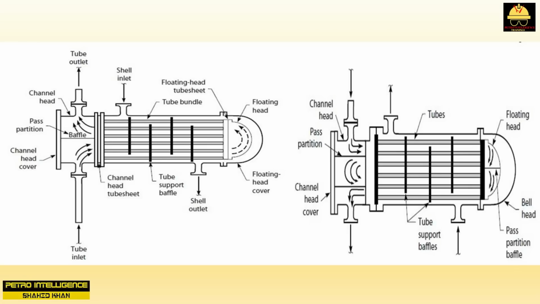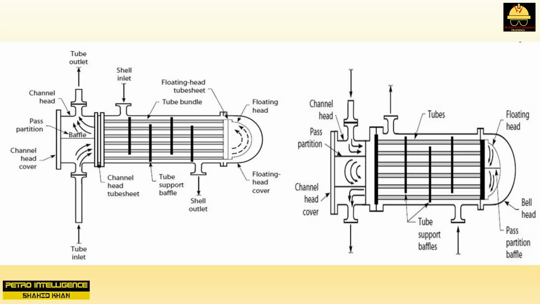Both the channel head cover and the channel head tube sheet shown in the picture must be remachined to accommodate the new baffles. A new center pass partition baffle is welded in the floating head. The floating head tube sheet must also be remachined. The resulting 4-pass tube bundle will have a tube side velocity twice as high as it did when it was a 2-pass exchanger, 3 feet per second.